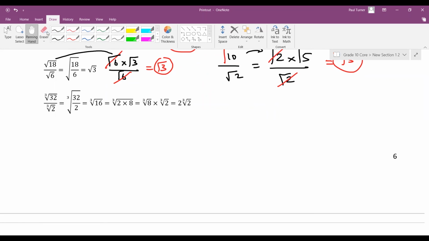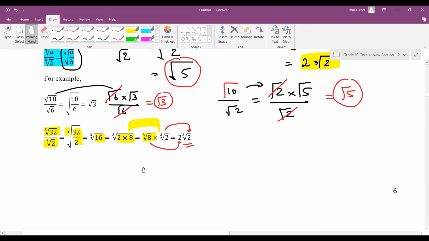So this one is cube root 32 on cube root 2. Same power, the same root, so this is good. And 32 on 2 gives 16. And then 16 is 2 times 8. And then I separate here to give cube root 8 times cube root 2. And cube root 8 is 2 there, and that's your cube root 2 there. And that's finished. But these are easy to do by hand. You don't need a calculator to do this stuff when you get practice.